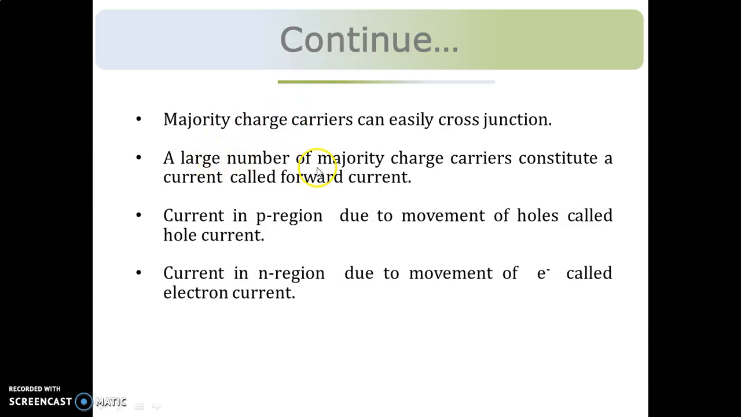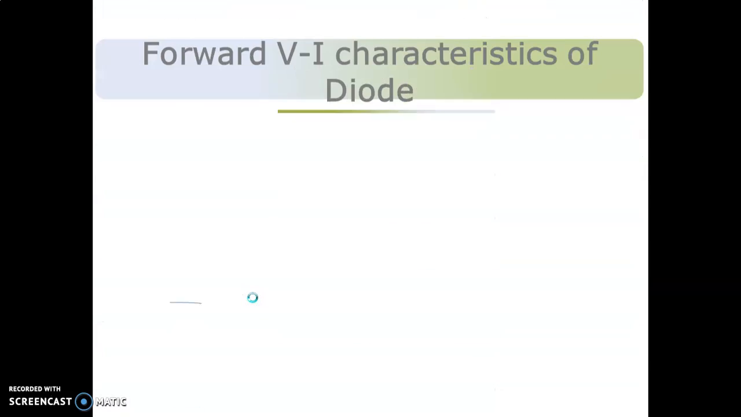A large number of majority charge carriers constitute a current called as the forward current. Current in the P region due to the movement of the holes called as the hole current, and current in the N region due to the movement of the electrons are called as the electron current.